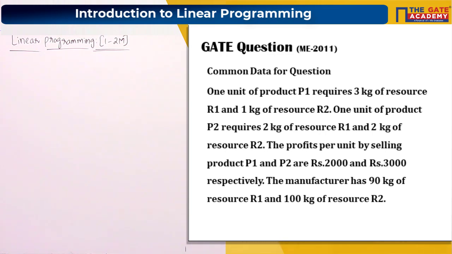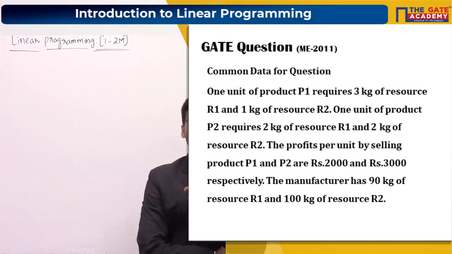So 1 unit of product P1 requires 3 kg of resource R1 and 1 kg of resource R2. 1 unit of P2 requires 2 kg of resource R1 and 2 kg of resource R2. Now the profits per unit by selling the products P1 and P2 are rupees 2000 and rupees 3000 respectively. The manufacturer has 90 kg of resource R1 and 100 kg of resource R2. Now this is the given data.